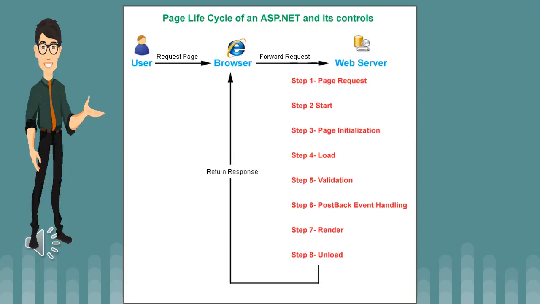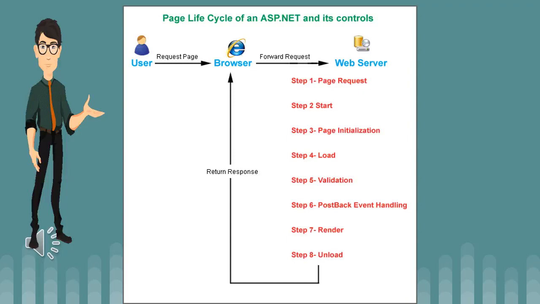This is where you will want to set properties for all of the server controls on your page, request query strings, and establish database connections. Validation. During validation, the validate method of all validator controls is called, which sets the isValid property of individual validator controls and of the page.